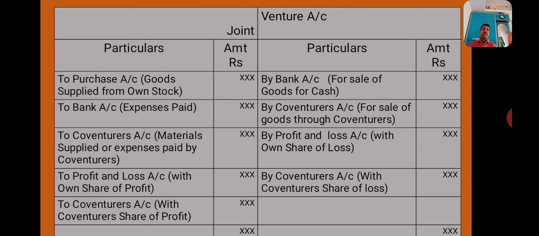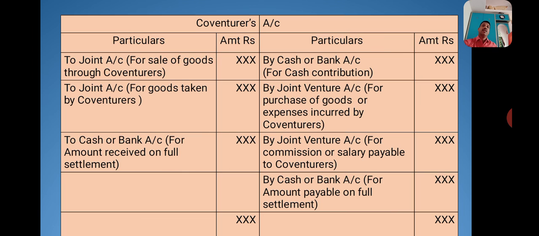And if the joint venture leads to loss, then our own share of loss should be entered as by profit and loss account, and other co-ventures' share of loss should be entered as by co-ventures account with co-ventures share of loss. This is the specimen of joint venture account.